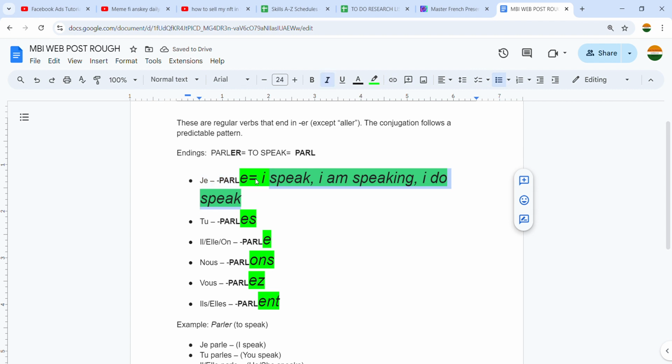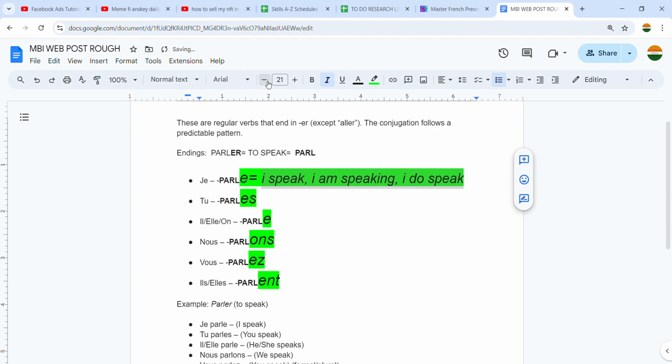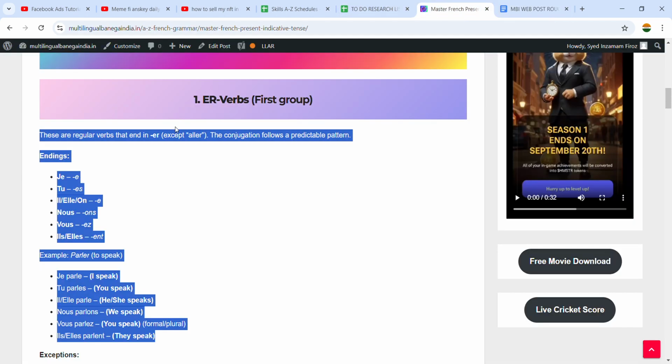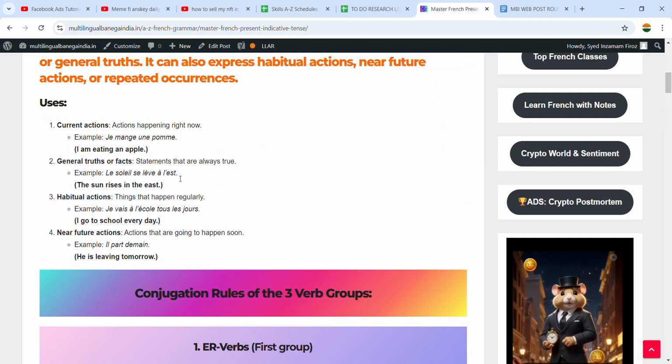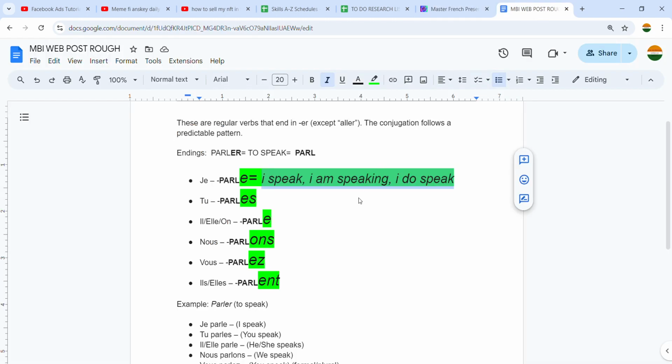Because I have already explained you the definition of indicative present tense, in which sense we use. If you will come back, you can see here in which sense we use: current action, I am eating apple, I am speaking, right? Habitual action, near future action, he is leaving tomorrow, and general truth like this. So this is how we do.